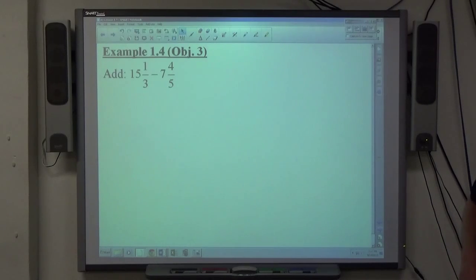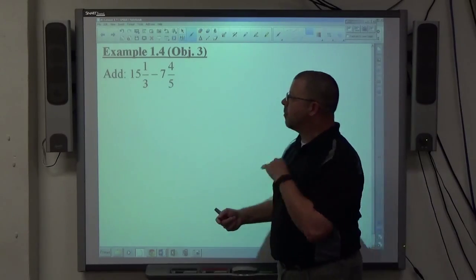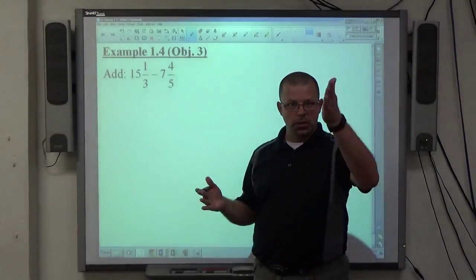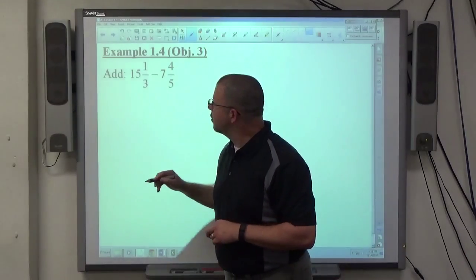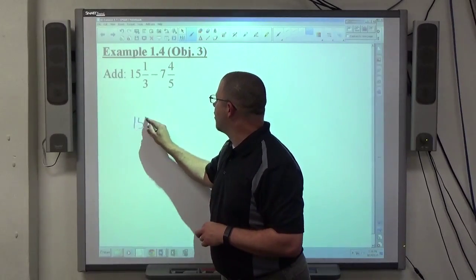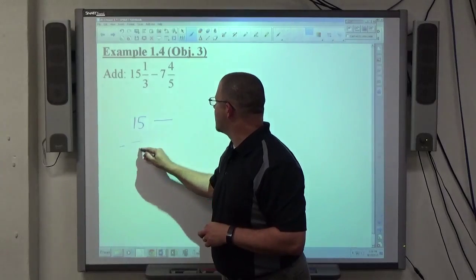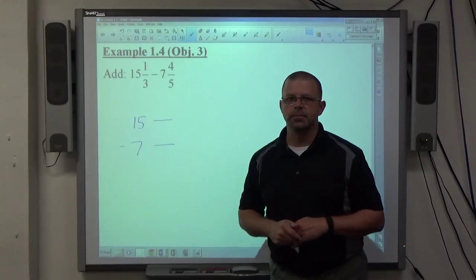All right, looking at example 4, this is the same as example 3, except now we have subtraction instead of addition of mixed numbers. Again, I see mixed number subtraction. I'm going to do vertical columns for this. I've got 15 and 1/3, which has a wrong denominator, minus 7 4/5, which has a wrong denominator.